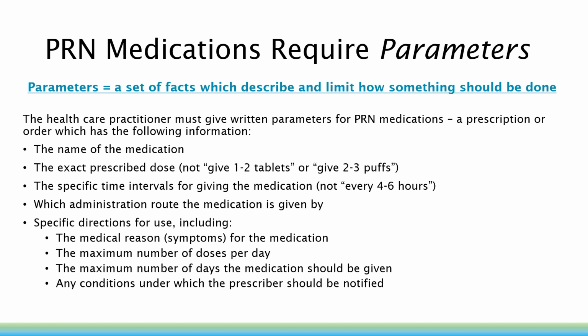the following information: the name of the medicine, the exact prescribed dose, not give 1 or 2 tablets or give 2 or 3 puffs. It must be specific with the exact dose. The specific time intervals for giving the medicine, not every 4 to 6 hours. It must have, again, specific time intervals. Which administration route the medicine is to be given by.